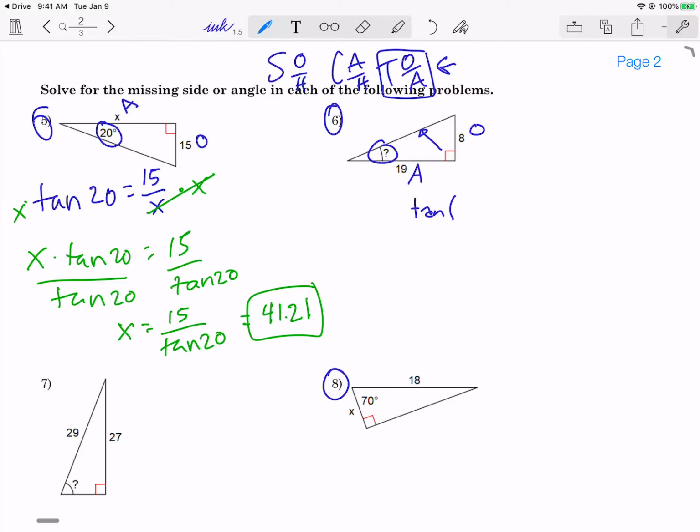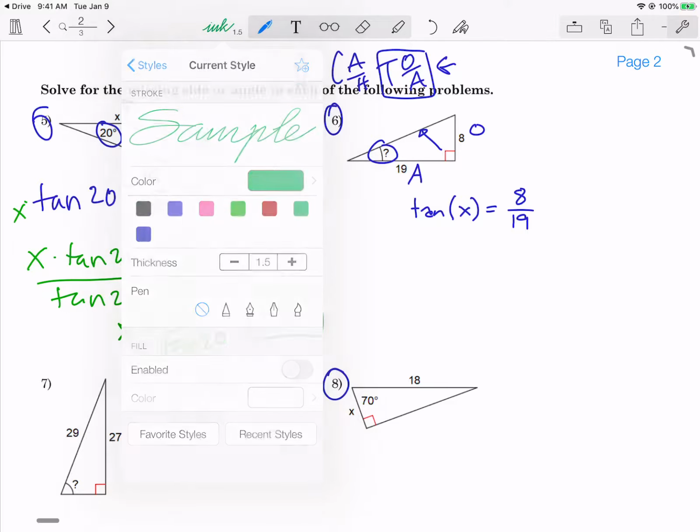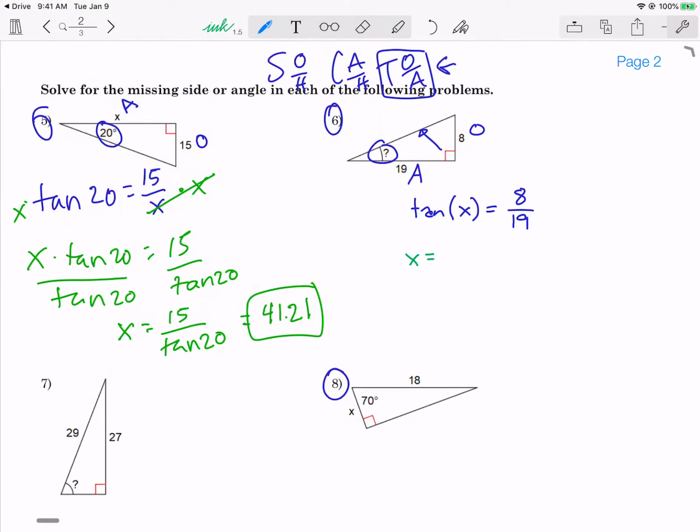Tangent of my angle. What's my angle? I don't know. So I'm going to call it X, equals opposite. That side is 8. Adjacent. That side is 19. How do I get rid of tangent? Inverse. So X is going to be equal to the tangent inverse, or tangent -1, of 8 over 19.